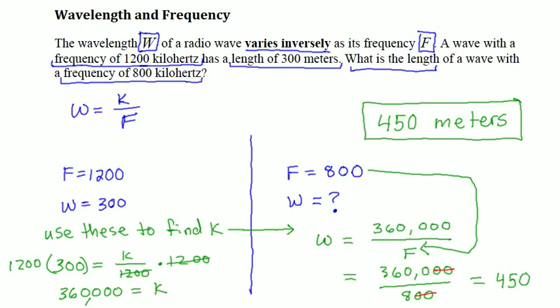One important characteristic of inverse variation is that as one of these variables gets larger, the other gets smaller. So it's sort of the opposite of what we see with direct variation. We can observe that in these numbers. When F is 1200, W is 300. When F is 800, that frequency got a little bit smaller, and my wavelength, 450, was a little bit bigger than that 300. There are a lot of things that satisfy this kind of inverse relationship.